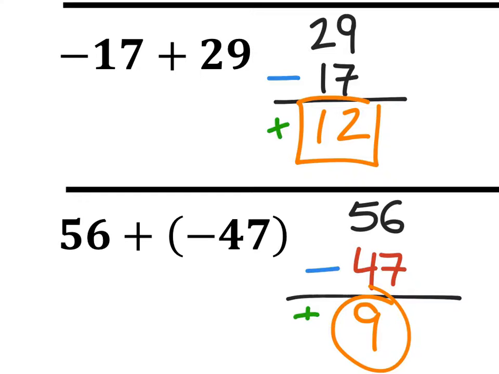Now on the second example, if we had drawn the diagram, how many zero pairs would there have been? That's right, there would have been 47 zero pairs, because these 47 negatives are canceling out 47 of these 56 positives, which again is why we're subtracting right here.